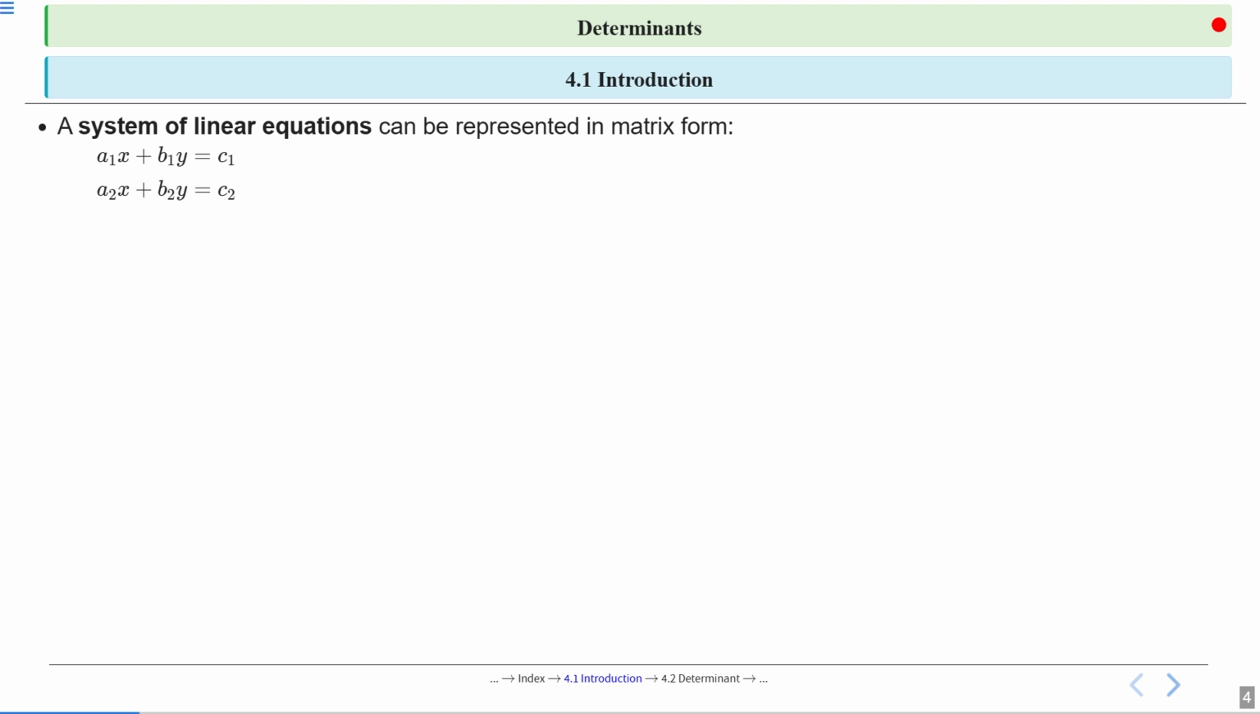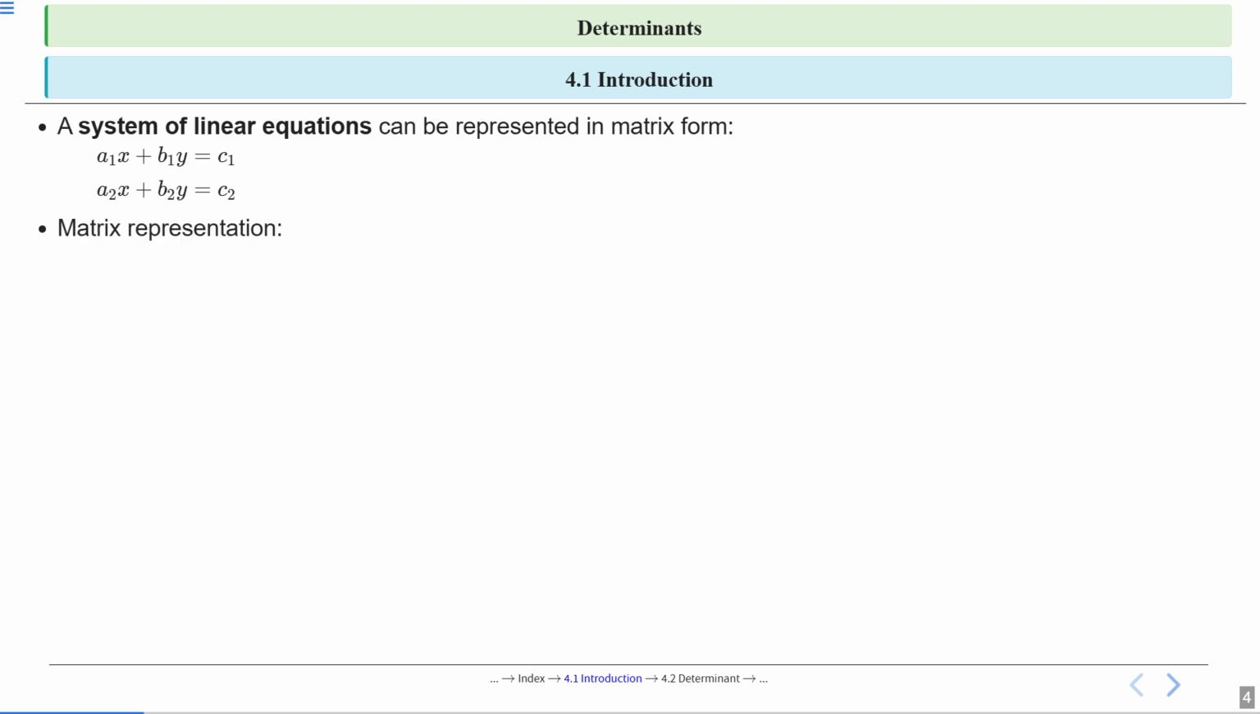Okay. So at first, suppose there is a given system of linear equations like a1x plus b1y equal to c1, a2x plus b2y equal to c2. We can represent it in a matrix form. Okay.